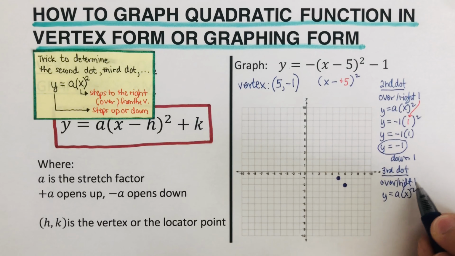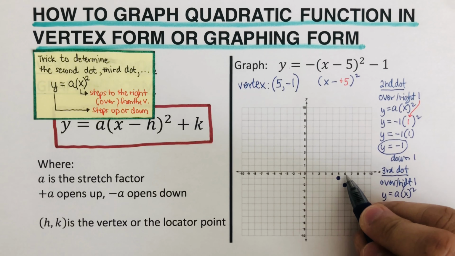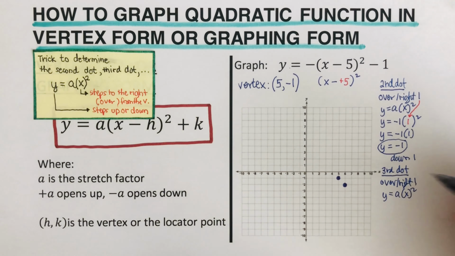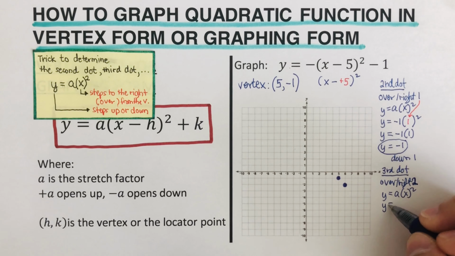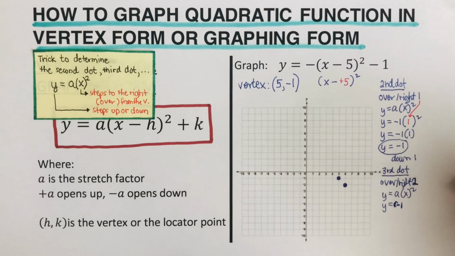So this is going to be over, not anymore 1, but 2. Since we're already done with 1, so over, or right, 2. So this should be 2. Then we go ahead and say y equals, our a here is a negative 1. So I put in the negative 1, and then I put in the 2 here.